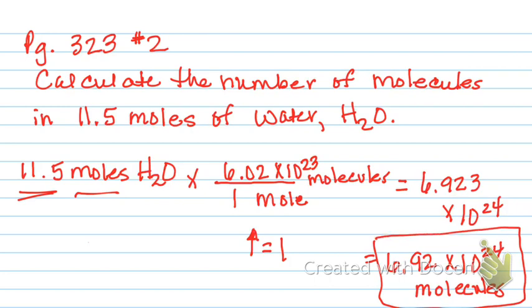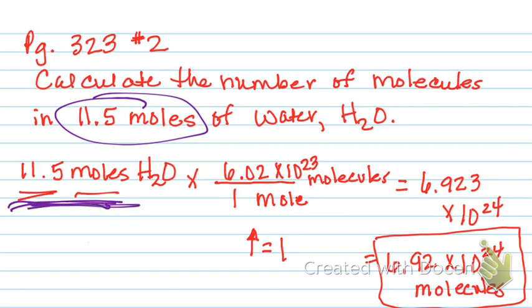And then we're going to put a pretty little box around that, and we're going to call it done, okay? So now, just to recap what we did here, we had 11.5 moles. That's what we started with, okay? So we start with what we're given. We're going to change it to molecules. My moles need to cancel, so that needs to go on the bottom. My molecules goes on top.